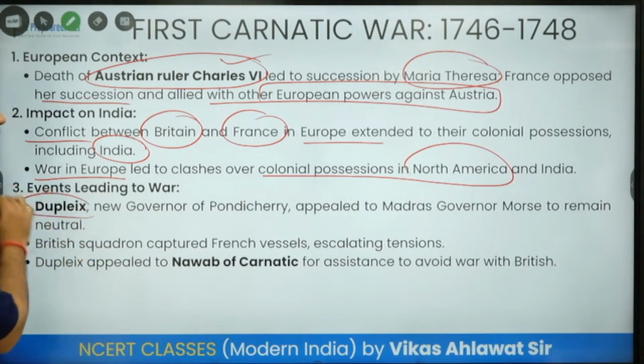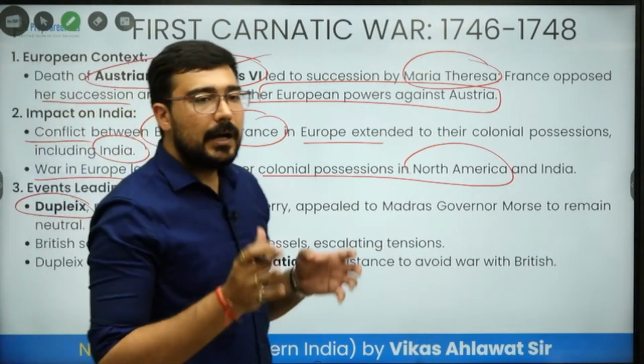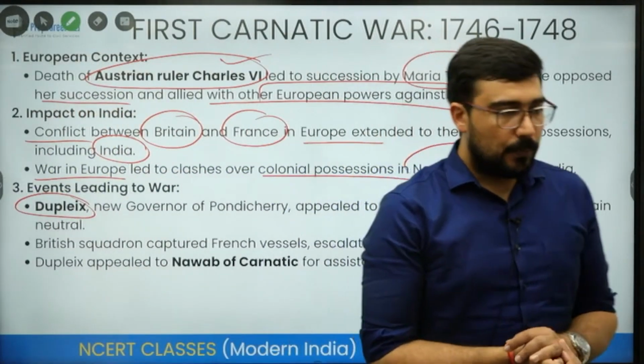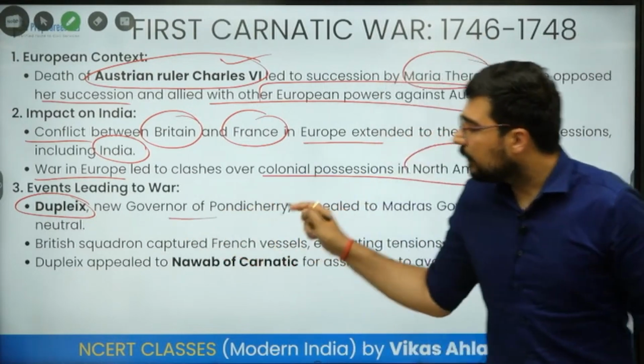Now in India, the most politically agile personality was Dupleix. So what Dupleix did, he was the new governor of Pondicherry.